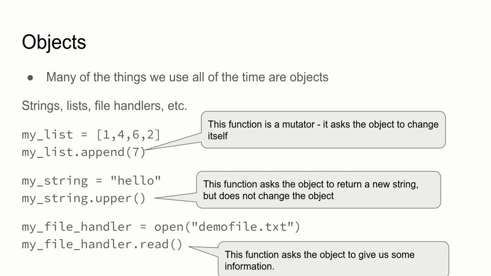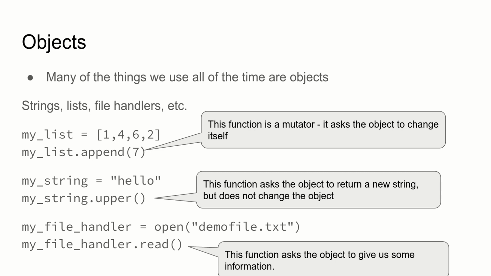And then there are other functions that do something and maybe give us some new data. So here we have my file handler. We've opened a file and it's pointing to that file. It's handling that file. When we say read, that asks the object to give us some new information. It reads the contents of the file.